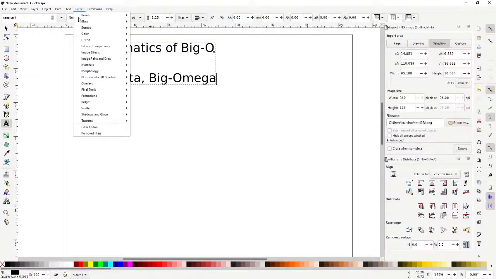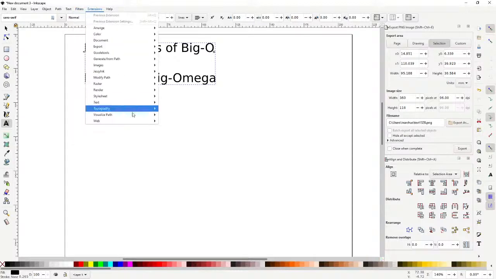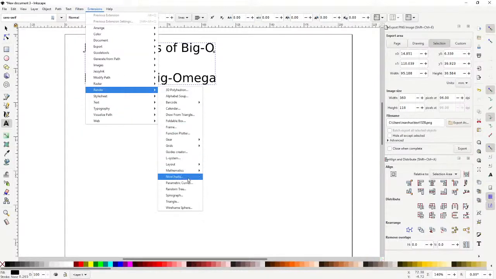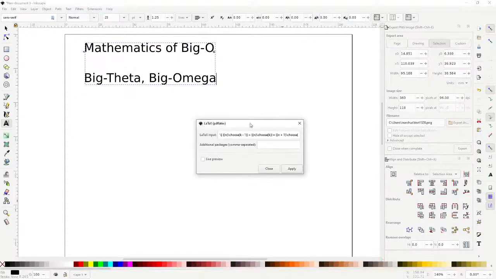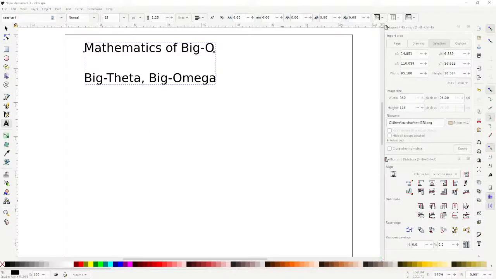Just have to remember how to click on things. Let's see. Extensions, render, mathematics, LaTeX. Okay. So. Alright.